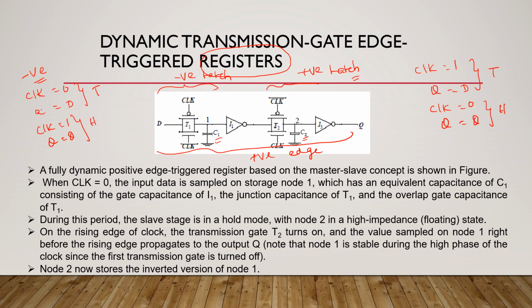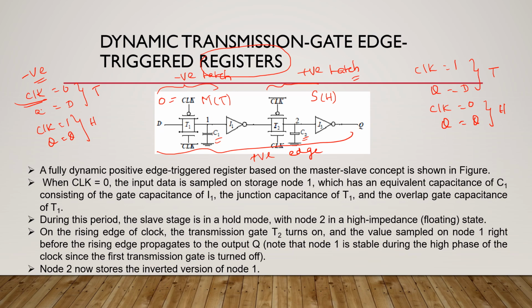So here the concept is the same. If the first latch acts as master, the second latch acts as slave. That means if the first latch is in transparent mode, the second latch must be in hold mode. Slave should be in hold and master should be in transparent mode, and it is vice versa. When my clock is 0, my output equals the input.